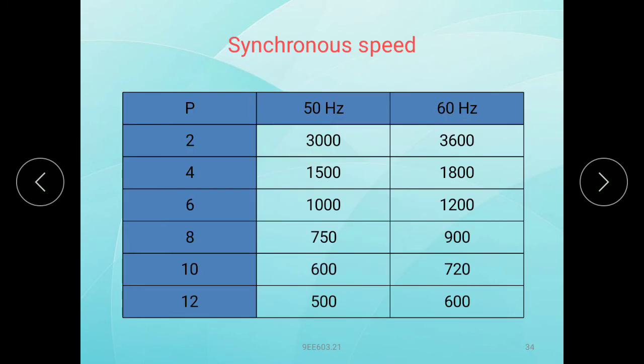For two poles, 50 Hz gives 3000 and 60 Hz gives 3600. For 12 poles, 50 Hz gives 500 and 60 Hz gives 600.